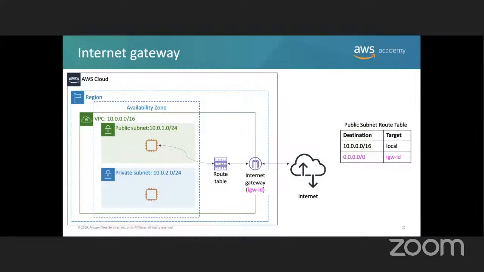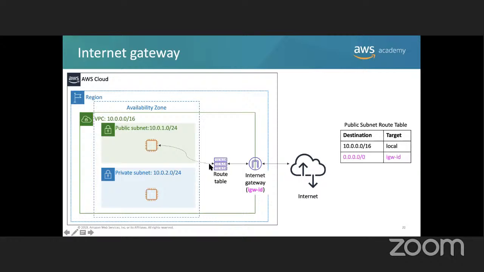VPC networking. So we have an internet gateway here. Like I said before, you see here, this is the entry that we were looking for. This public subnet has access to the internet because it's connected through the route table to the internet gateway. This one has no connection to the internet gateway, so it cannot connect. Okay?